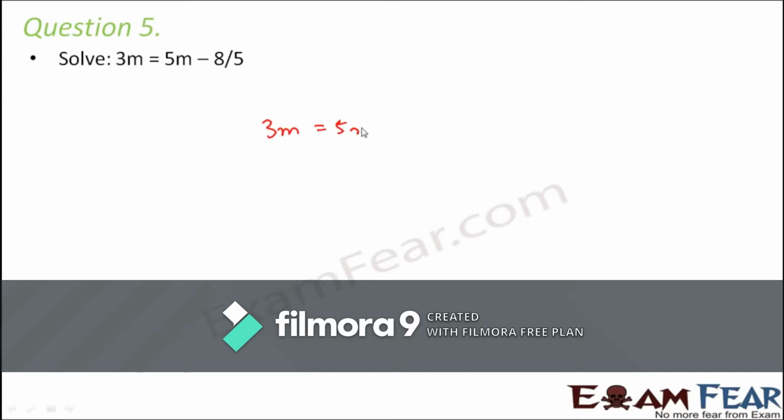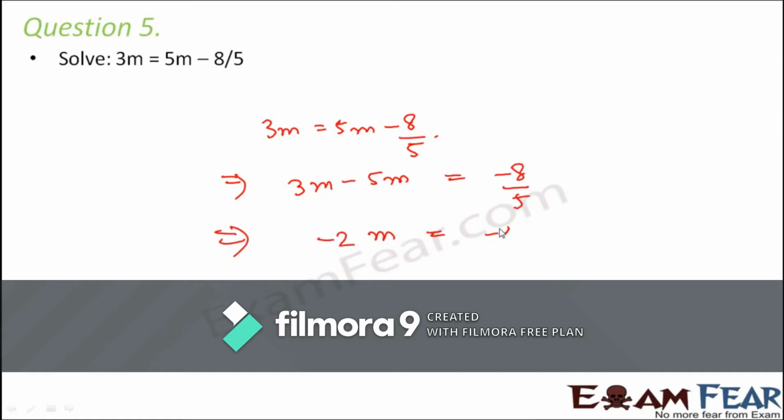Question number 5. 3m is equal to 5m minus 8 by 5. So here again we bring all the m's on the left hand side. So this is what we get. Now 3m minus 5m would be minus 2m is equal to minus 8 by 5, or m would be equal to minus 8 by 5 into 1 by minus 2.